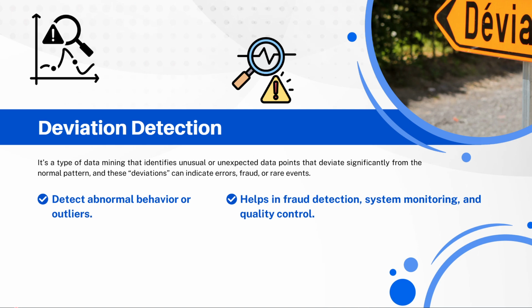Deviation detection. This is the last type of method. It's a type of data mining that identifies unusual or unexpected data points that deviate significantly from the normal pattern, and this deviation can indicate error, fraud, or a rare event. Basically, they just find the anomaly, which is something unusual.